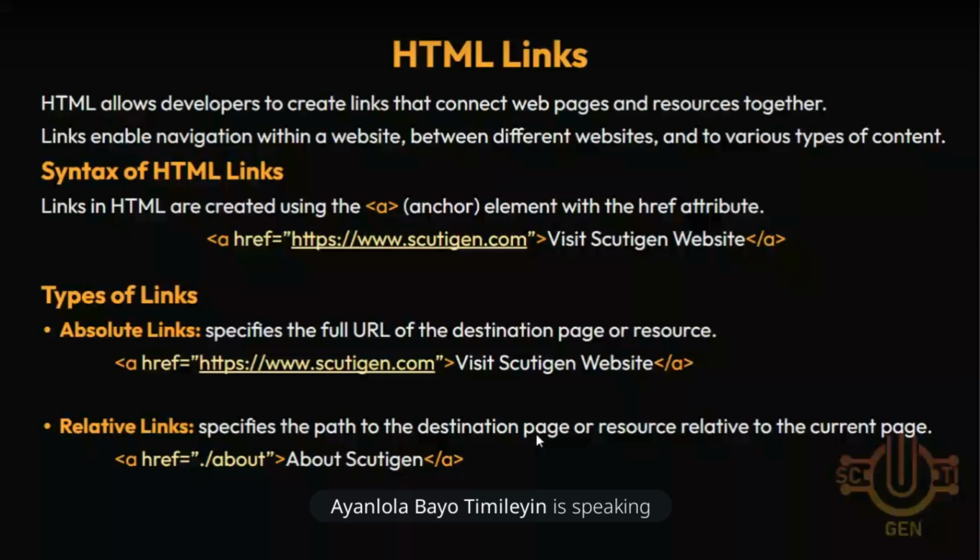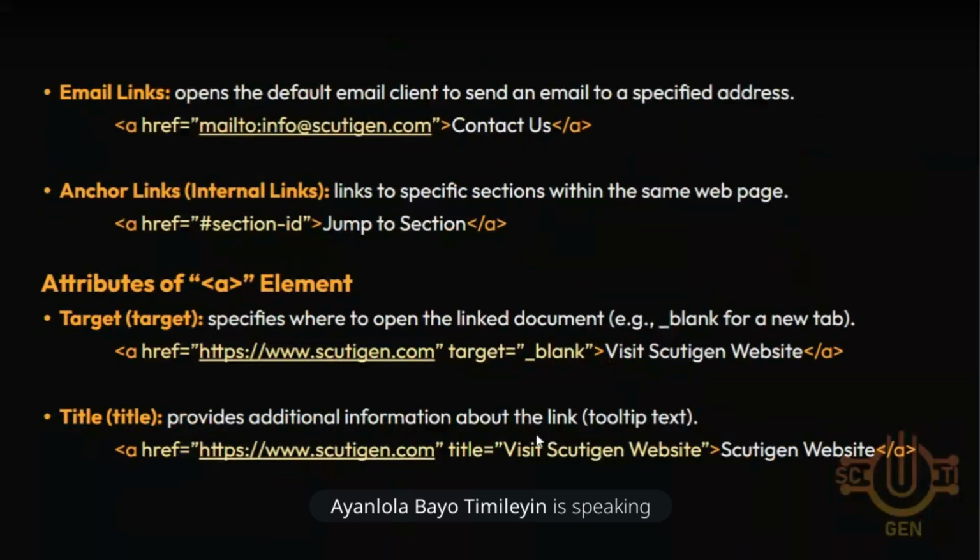All right. So we also have the email links. This opens the default email client to send an email to a specific address. This is how we pass the value to the href attribute. Href is the attribute here, then mailto and a colon, and then you specify the email address, so info@scootygent.com, or whichever email you want to send the message to, after the mailto and the colon.